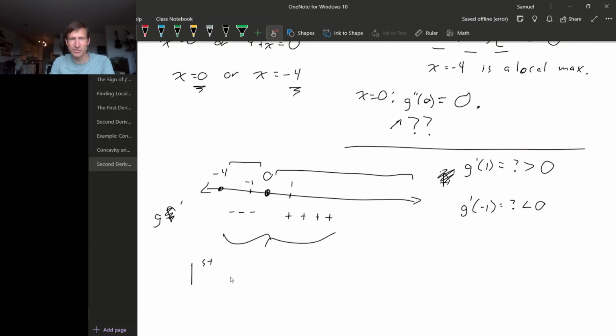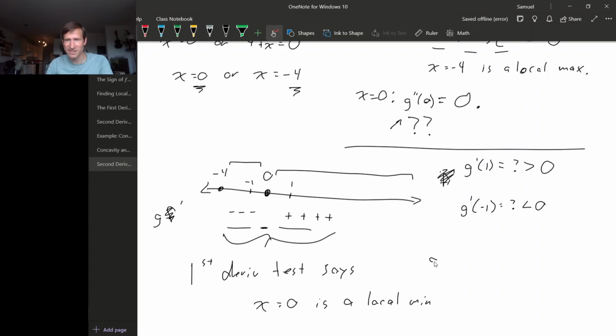And now this is enough information to use the first derivative test. So now the first derivative test says that x equals 0 is a local minimum, because the original function g is decreasing, and then we hit our critical number, and then it's increasing. So g itself looks like decreasing, and then horizontal tangent line, and then increasing, and that means that x equals 0 was a local minimum.